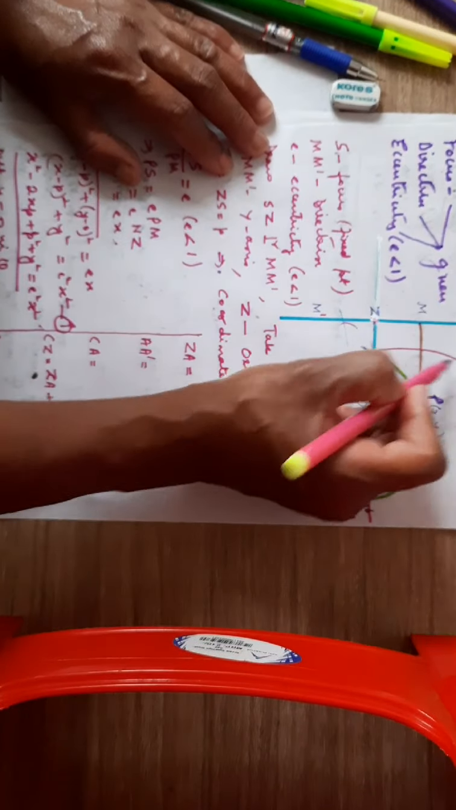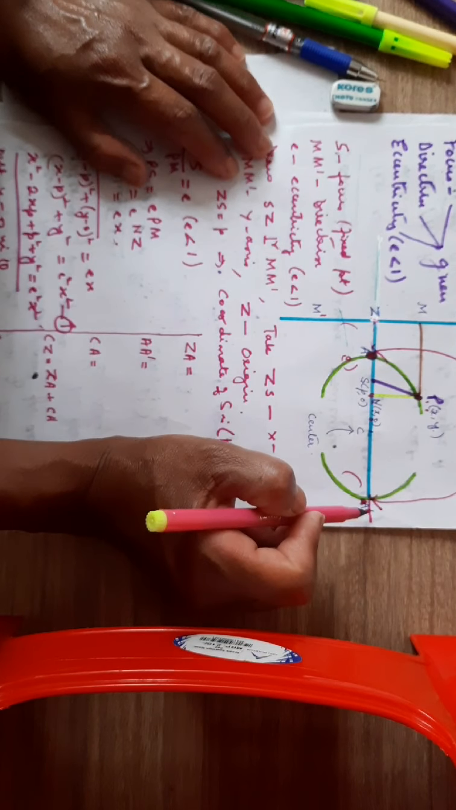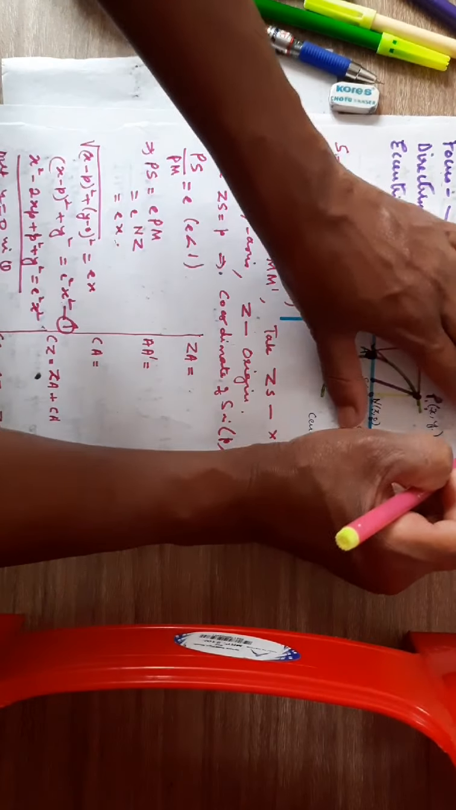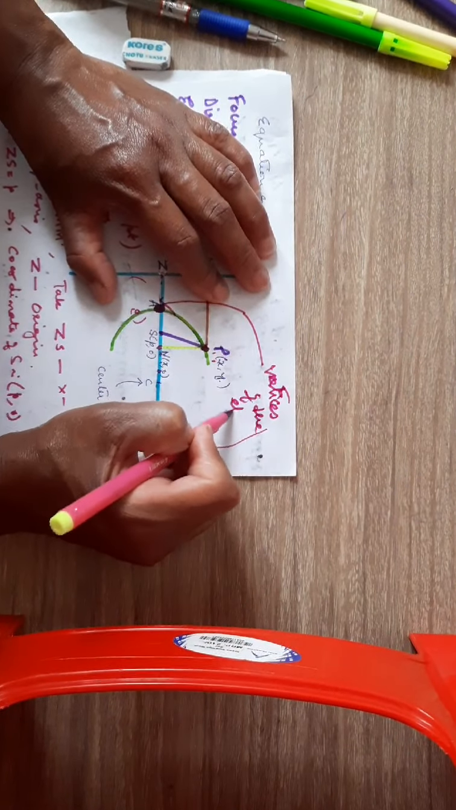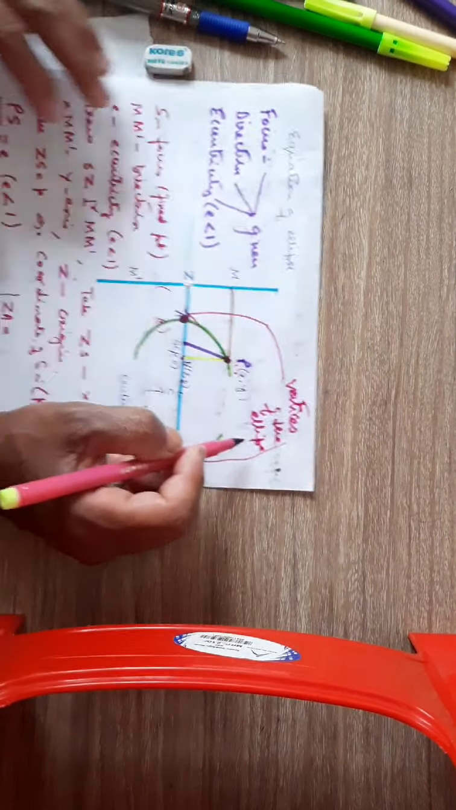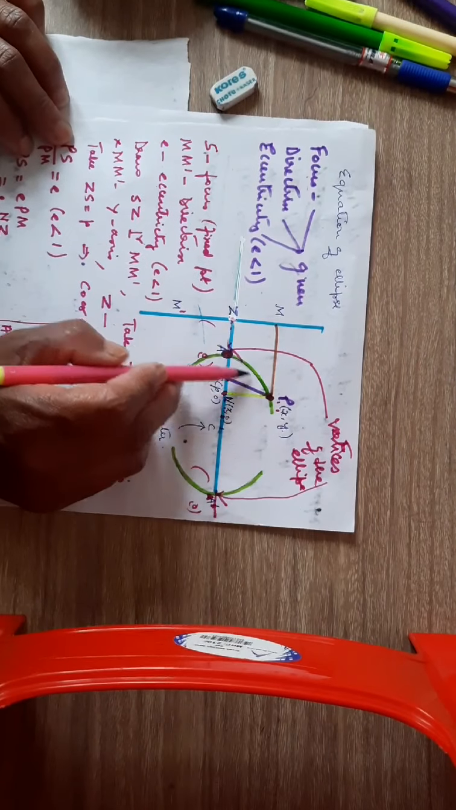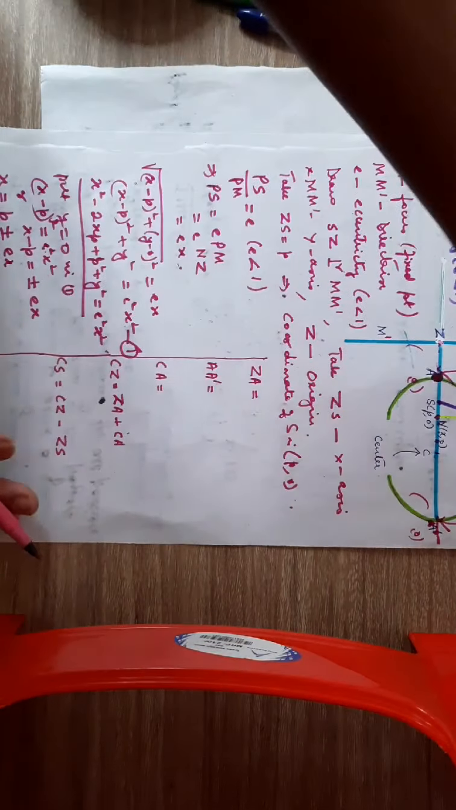These 2 points where the ellipse cuts the x-axis will be called the vertices of the ellipse. In the case of a parabola, there is only one vertex, but here there will be 2 vertices, the points where the ellipse meets or cuts the x-axis.